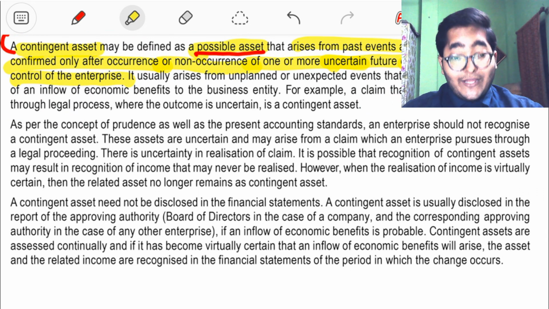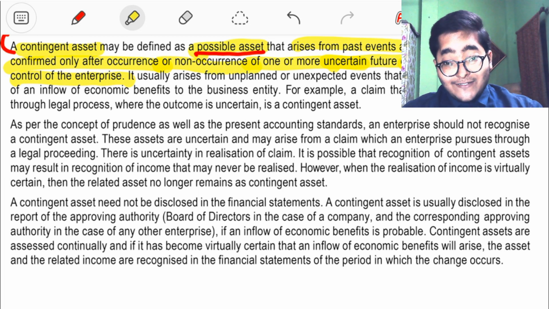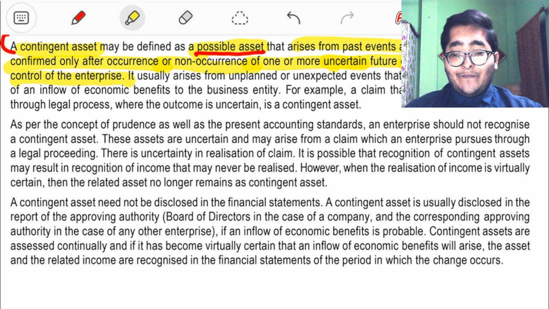For example, a claim that an enterprise is pursuing through legal process where the outcome is uncertain, it is a contingent asset.